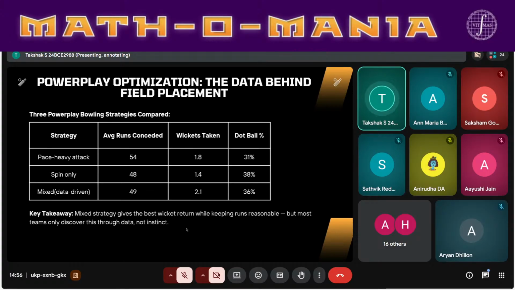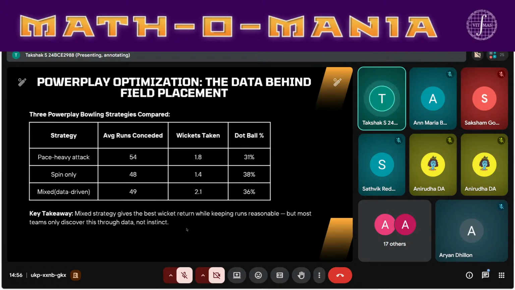The second strategy is spin only. This sounds completely counterintuitive. Most people won't agree with spin during power play overs. But the data shows the average runs conceded is 48, which is the lowest of the three, significantly lower than pace. The average wickets taken is 1.4, which is also lower than pace. The dot ball percentage climbs to 38%, which is higher than pace. So spin is more economical and generates more dot balls, but takes fewer wickets.